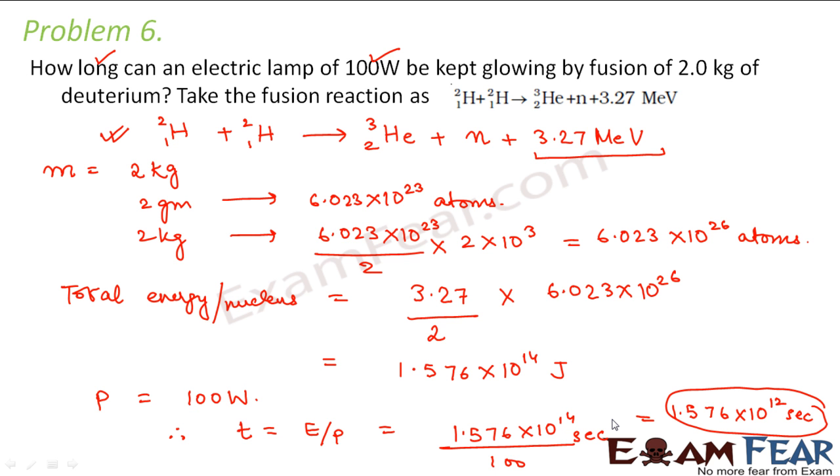First you calculate that. Then looking at this reaction, you can say that 1 nucleus of deuterium produces how much energy? 1 nucleus will produce 3.27 divided by 2, right? So that is produced by 1 nucleus. But you have how many atoms? You have 6 into 10 to the power 26 atoms. So you multiply this with 6 into 10 to the power 26. So you get the total energy that will be produced per nucleus. And then you know power which is given in the question, and therefore you can find out the time taken.